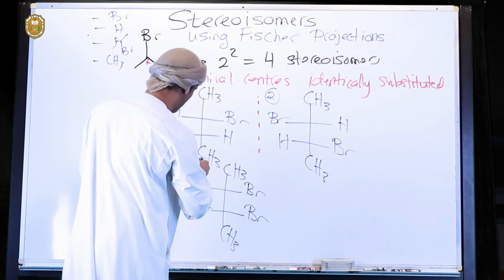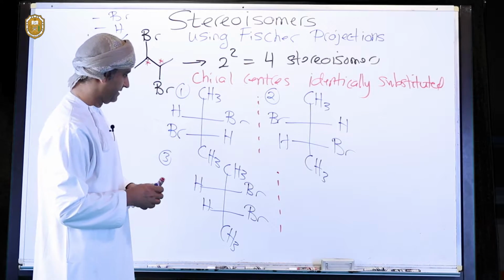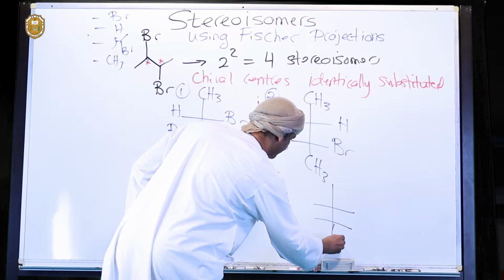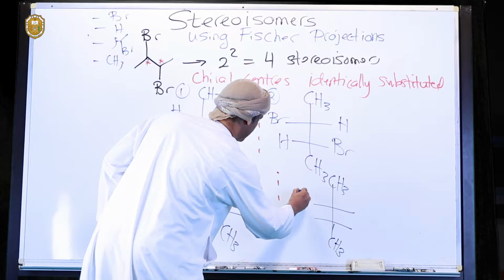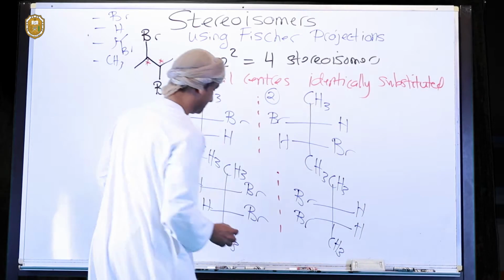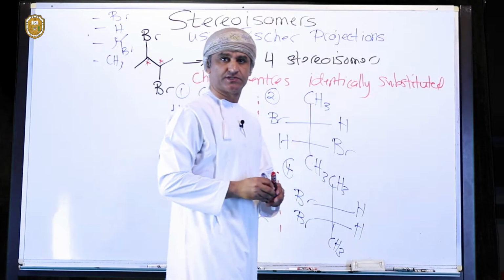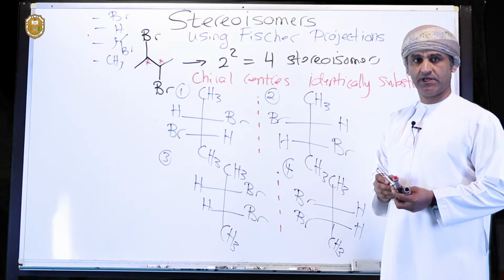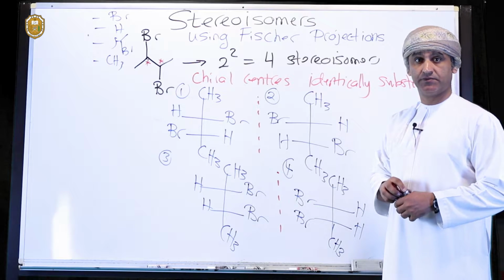Now, if we draw the mirror image of this stereoisomer, then we would get a fourth one. So this is number 4. Number 4 is simply the mirror image of 3, and that's exactly following the practice that we did before, which is the correct one in order to draw all possible 4 stereoisomers.